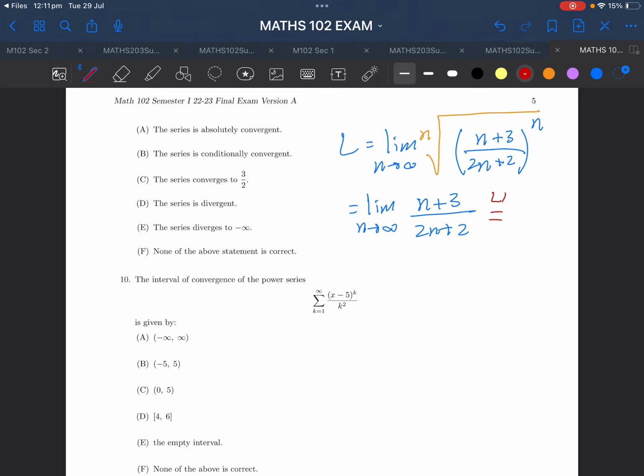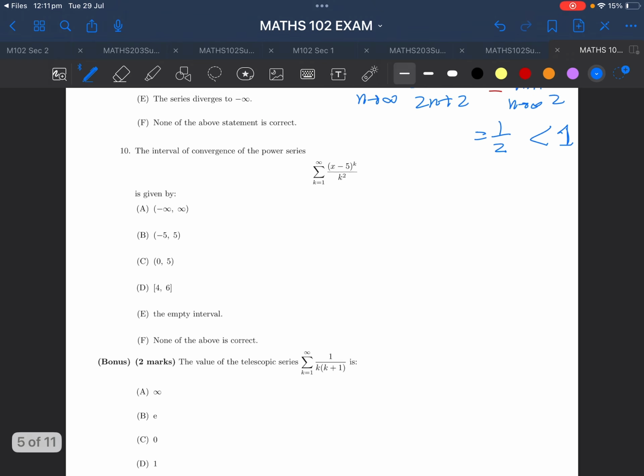And now you can just go ahead and use L'Hopital. So you get 1 over 2, which is half. Of course, half is less than 1, so this is convergent. And it will be absolutely convergent because we took the absolute value, which is convergent. It's a positive one, so it's absolutely convergent.